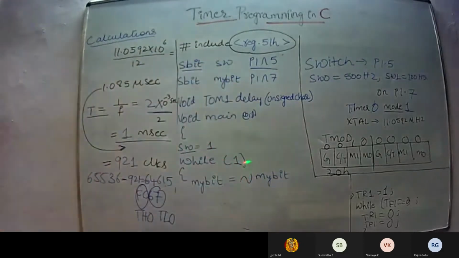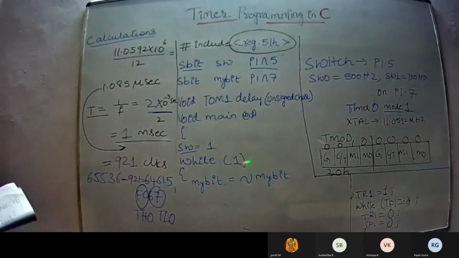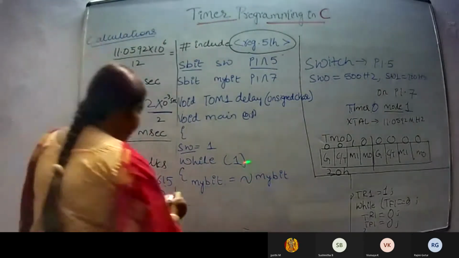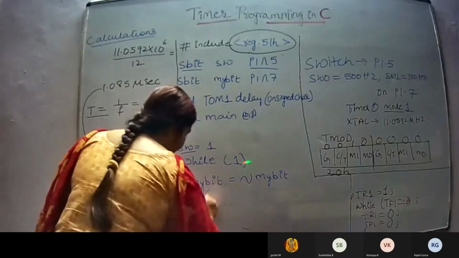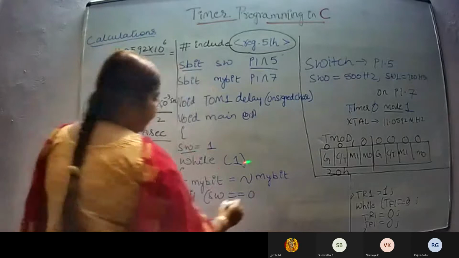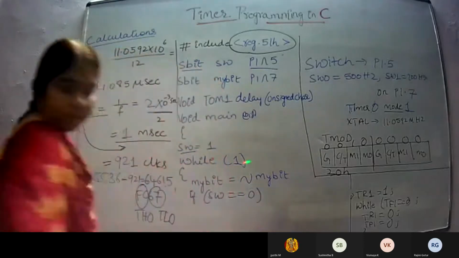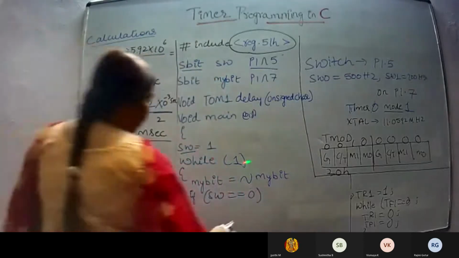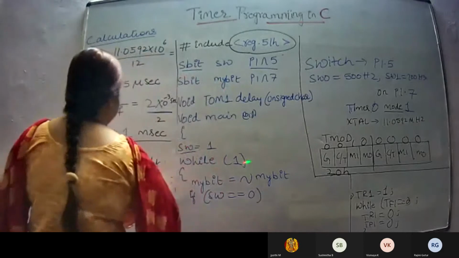Okay, this is the generation of the pulse. My bit is equal to inversion of my bit. Now when this should happen, we have to write the condition. If switch is equal to 0, fine.